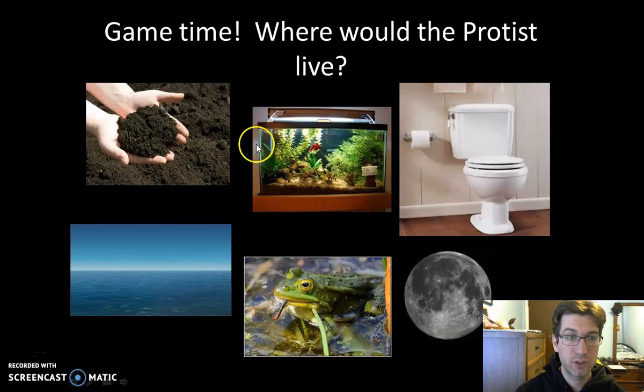Over here you have your fish tank. Miss Kaduk has one of these in her room. She probably has some protists in there. In fact, she has a snail in there which helps clean out the protists that form in there. Over here is your standard toilet. A toilet is a moist environment, so yes, we could have protists here as well. Over here is the vast ocean, much water there, very moist, much protists. A lot of protists will appear there.